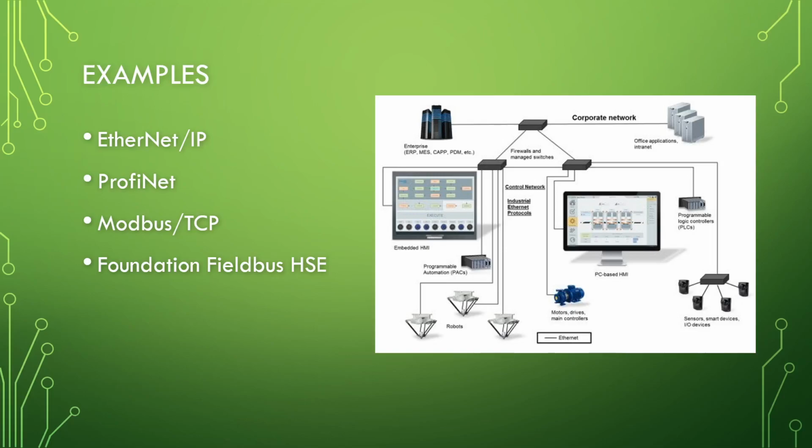And on the right here, I just got a little picture of what is kind of going on. So at the bottom here, from this point down, this is our industrial network, and then this is our corporate network. We've got HMIs, which would be embedded right into a machine somewhere. You've got your PC-based HMIs. We've got our PLCs, our motors, drives. We've got robots. But you can see how we've got firewalls and managed switches here, so that's helping to protect the industrial network.